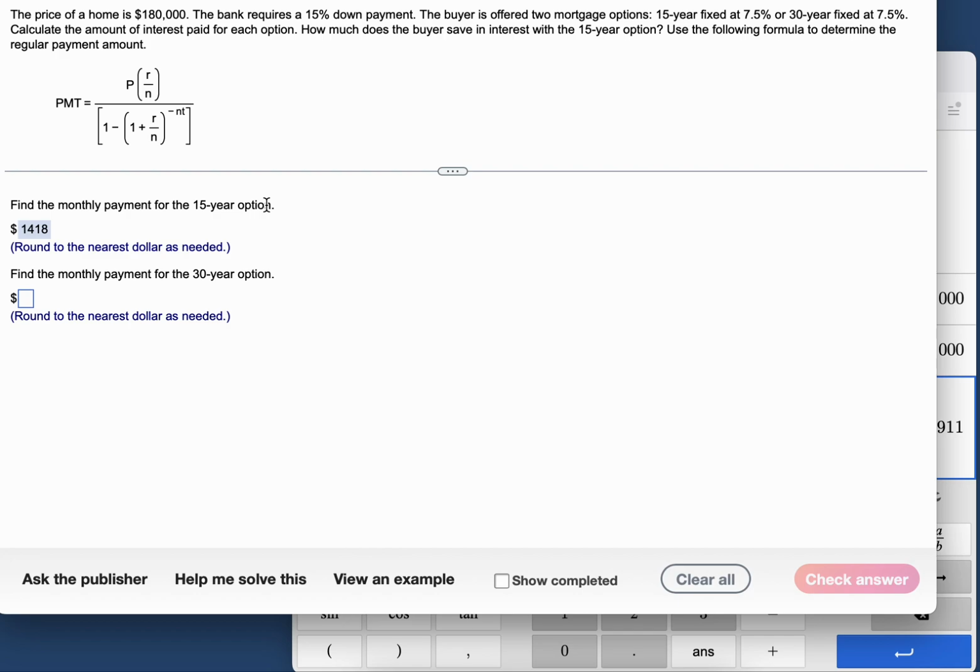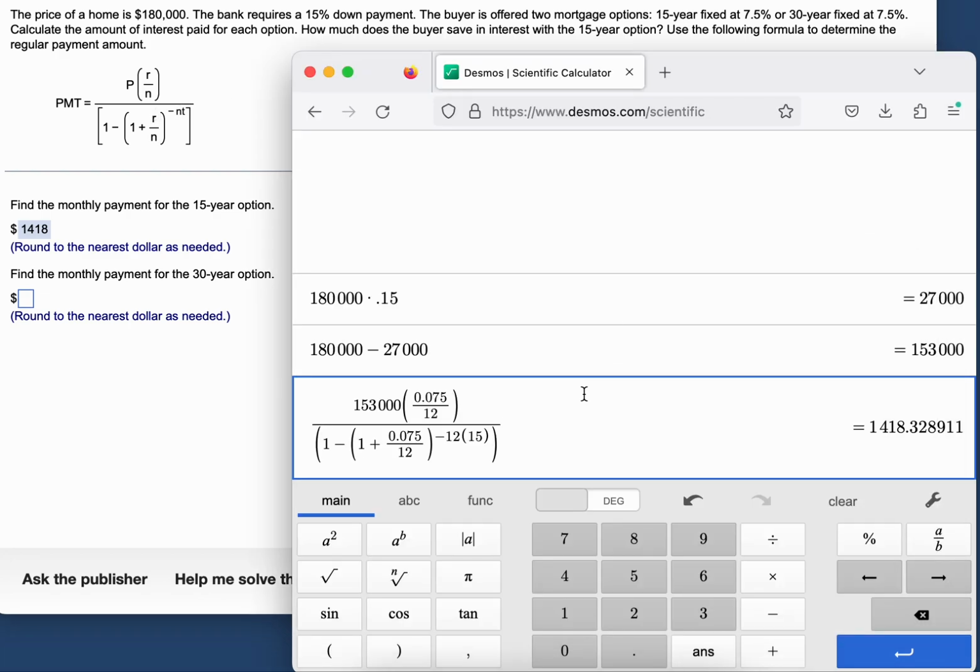The only difference between this first part here and this part is this was the 15-year option and this is the 30-year option. So everything in this formula should be exactly the same. The nice thing about using Desmos is you can simply go back into this expression, and wherever there was a 15 for T, you'll just replace it with a 30. You can actually click right on it, enter in a 30, and it gives you the new value, which will also be rounded to the nearest dollar.